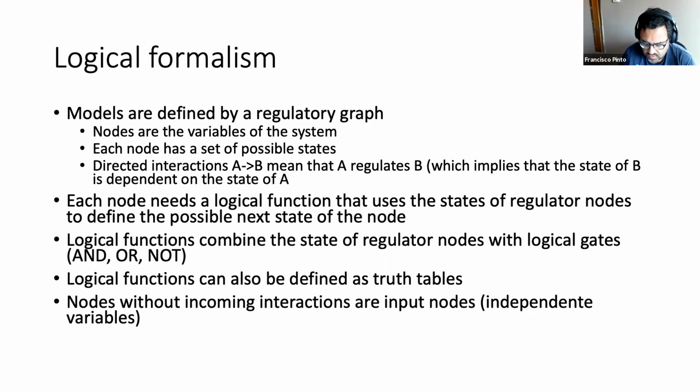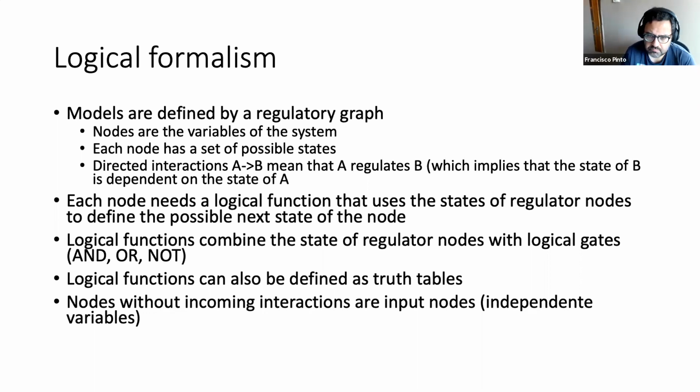Okay, so how can we define these models? When we were talking about differential equations, the first part was converting the conceptual scheme of the system into the set of differential equations. In this case, we also start by the conceptual model, and it's more or less directly translated into a regulatory graph. In this regulatory graph, each node is a dependent variable of the system, usually corresponding to either a protein, a gene, a messenger RNA, or a microRNA.